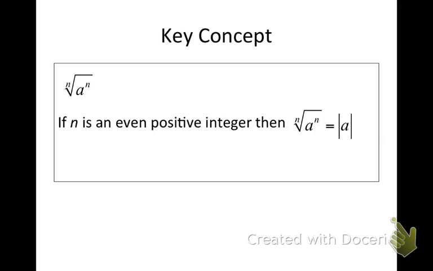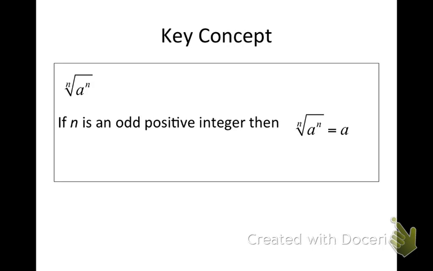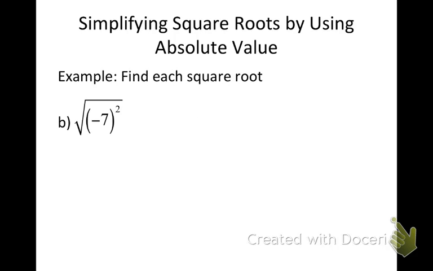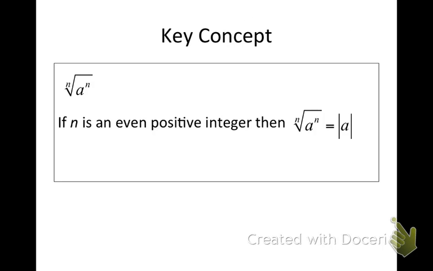Because if it was just numbers, we would already have had this taken care of. Where it comes into play is when we have variables. And you're going to need to attach absolute values to them. Okay? So it becomes a little bit of a pain when you have an even index, because you have to remember to put that absolute value in there, and I'll show you what I mean in a second.